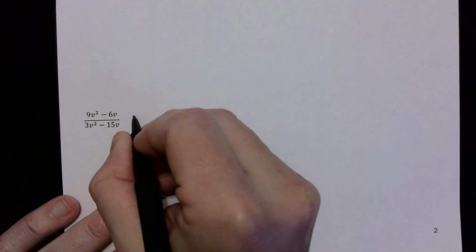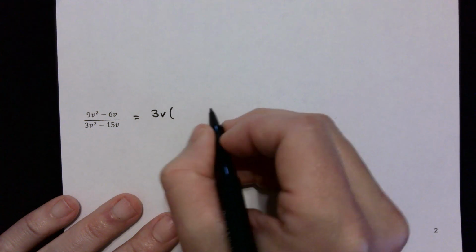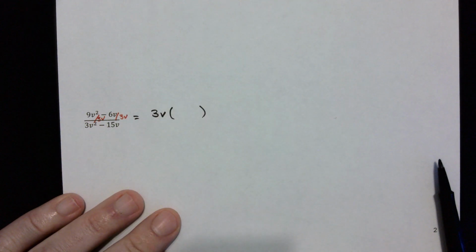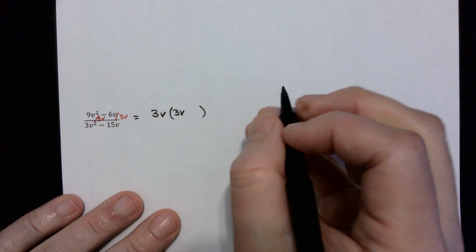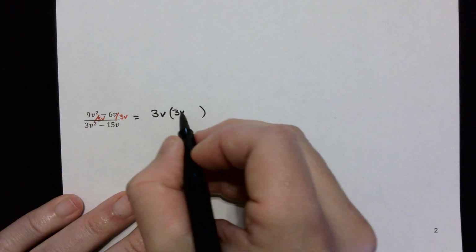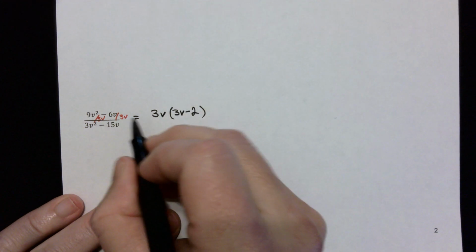Let's do the last one. We're looking for a number that divides into both 9 and 6. The biggest number is 3. And since they both have a v to give, I'll factor out a 3v, which means I am dividing both of those terms by 3v. 9 divided by 3 is 3, and v squared divided by v leaves a v. And then here's the negative for the 6, and 6 divided by 3 is 2, and the v's will cancel each other out.